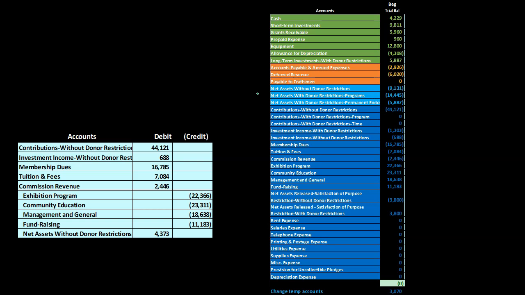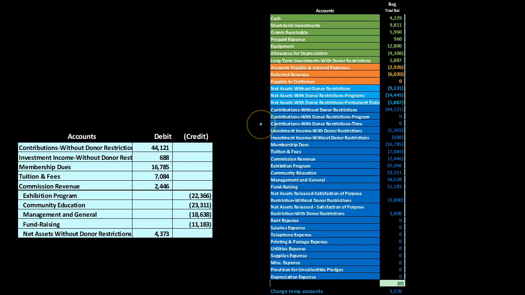Here, net assets section. Note that the net assets section is broken out between net assets with donor restrictions and those without donor restrictions, and further broken out to the ones with donor restrictions by program and by permanent endowment. That's going to be one of the new things that we will have to deal with. We will deal with it here as we go through the closing process.